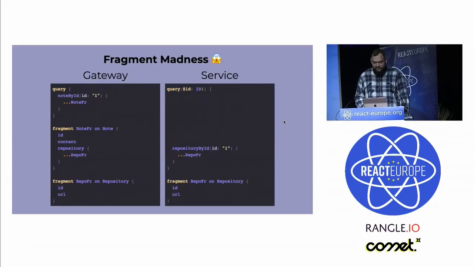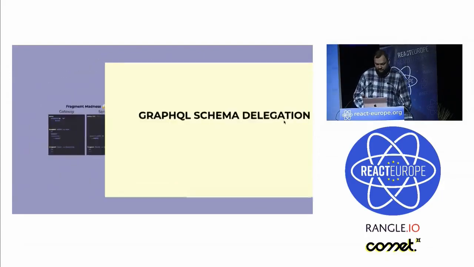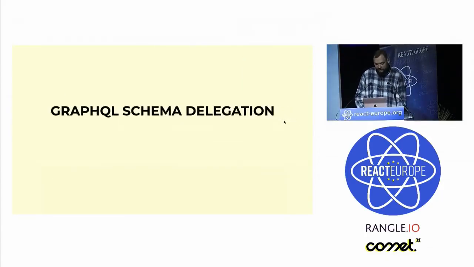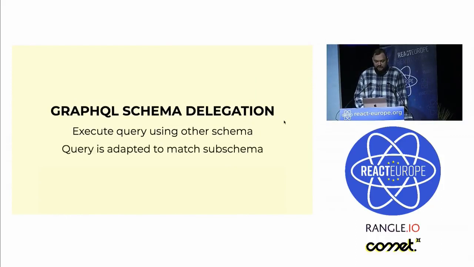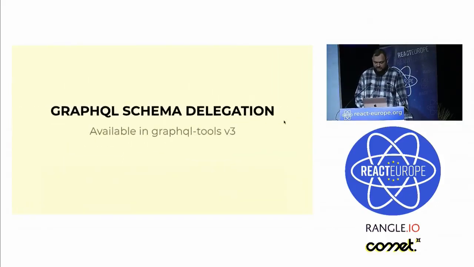So this illustrates why you need a tool to do that, why it's hard to do it manually, because you need to do all this filtering, all this adaptation. So GraphQL Schema Delegation is executing a query or a part of a query on another schema. And the tool for GraphQL Schema Delegation adapts your query so it's compatible with the schema you have on a subservice. And it's available in GraphQL Tools version 3 that was released 1 month ago, I guess.